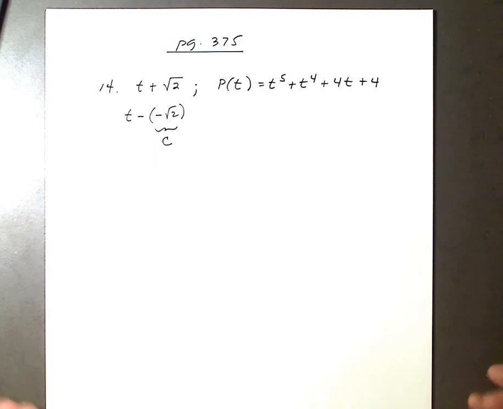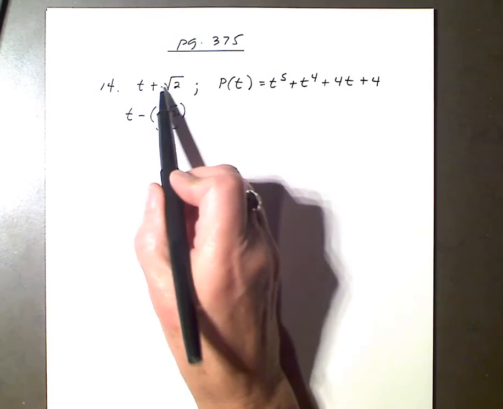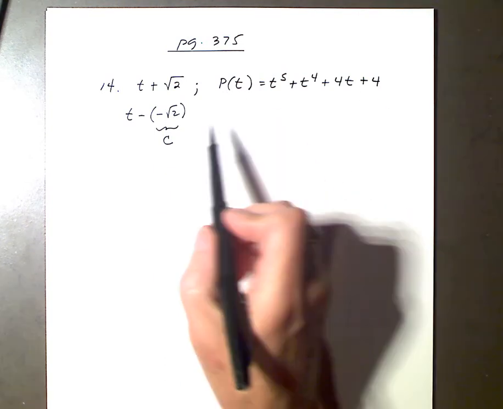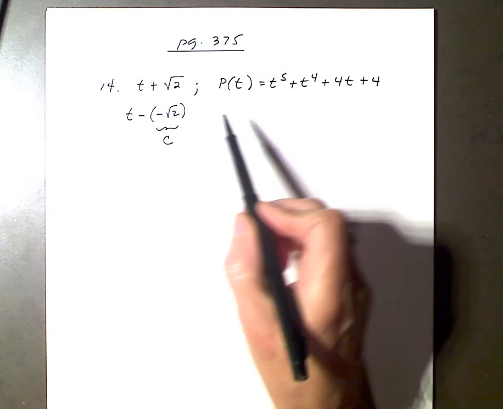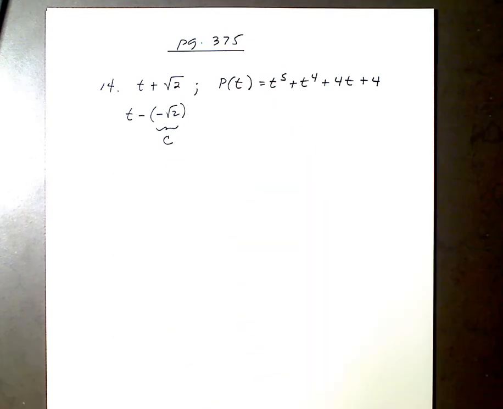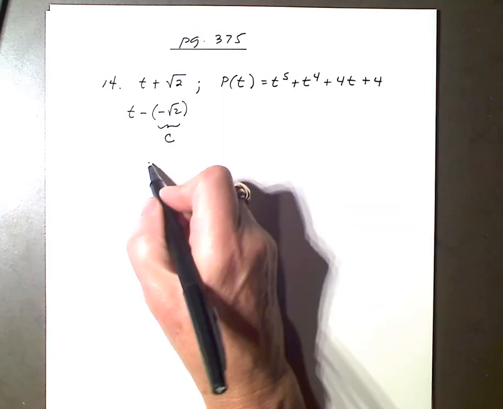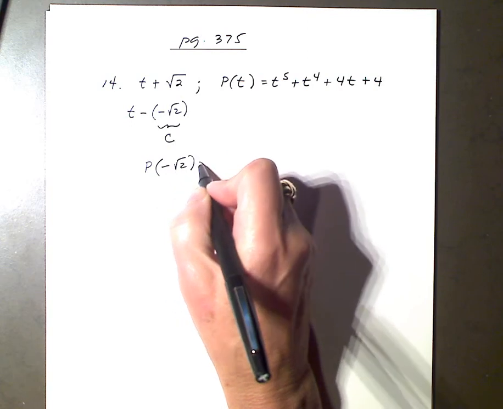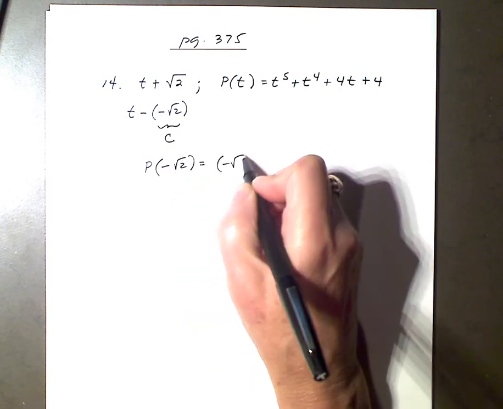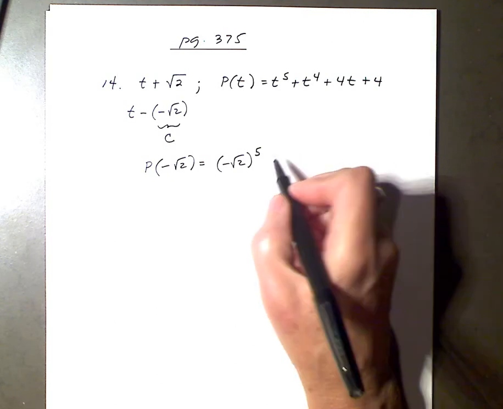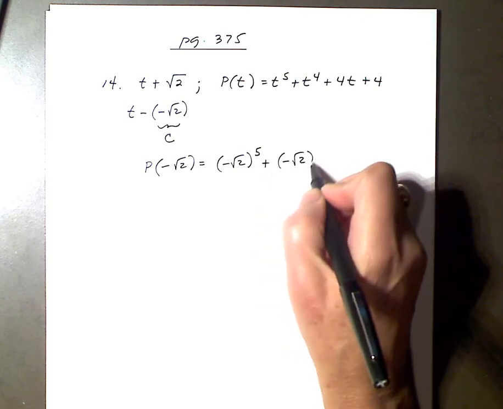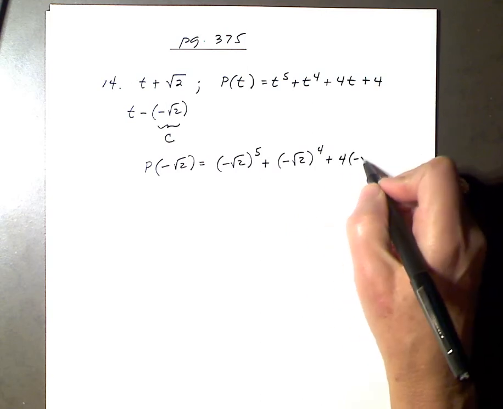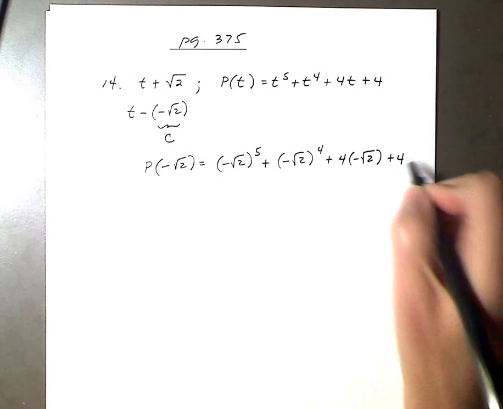Now, if this is a factor and this is a root of this polynomial, my remainder will be 0, or the value of the function at negative root 2 will be 0. So that's what I'm interested in finding. So let's work this. p of the negative square root of 2 is equal to the negative square root of 2 to the 5th power plus the negative square root of 2 to the 4th power plus 4 times the negative square root of 2 plus 4, just substituting it in.